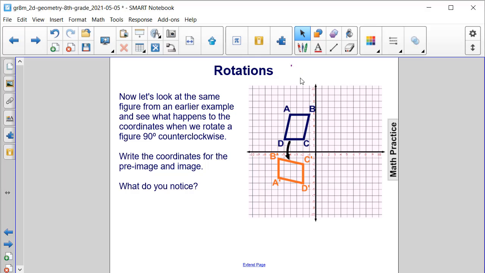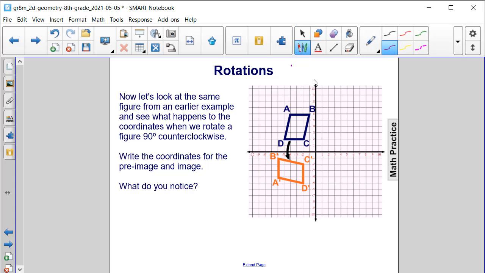Now let's look at the same figure from an earlier example and see what happens to the coordinates when we rotate the figure 90 degrees counterclockwise. We're going to write down the coordinates for both the pre-image and image and see if we can determine a pattern. What are we going to notice?